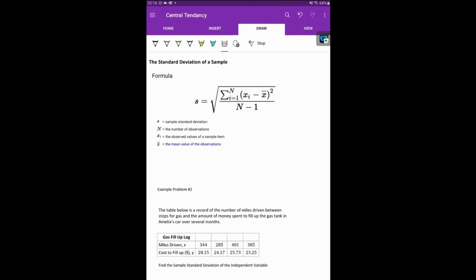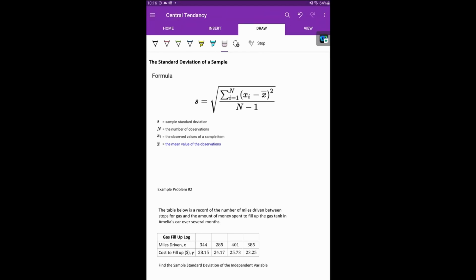Good day, everybody. So now we're going to talk about the sample standard deviation. The sample standard deviation works very similar to the population. But if you remember your terminology from the previous section, the sample was always smaller than the population. So in this case, when we're trying to find the sample standard deviation, it's always going to be one less than your population.